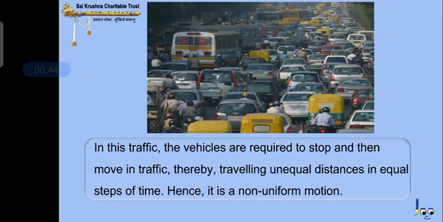So look at this figure. In this traffic, the vehicles are required to stop and then move, thereby traveling unequal distances in equal steps of time. Hence, it is a non-uniform motion.